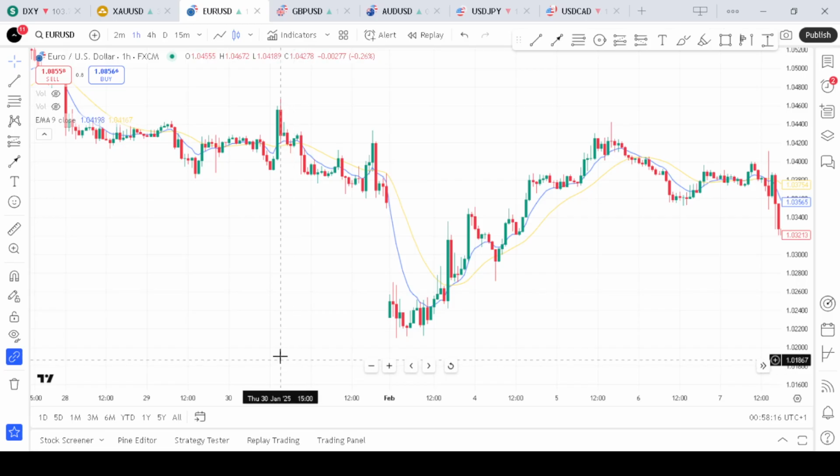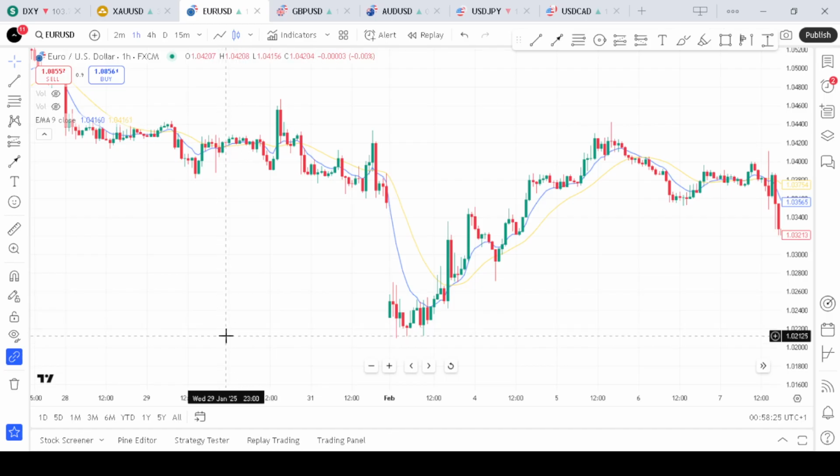And in today's video, we're going to be talking about the EMA crossover strategy, a powerful technique that professional traders use to identify trends and potential entry points in the market. This method combines the speed and the responsiveness of the exponential moving average to provide clear signals for both novice and experienced traders alike.